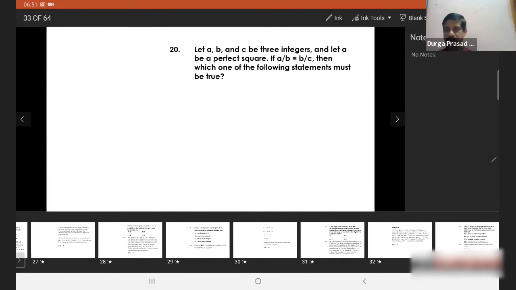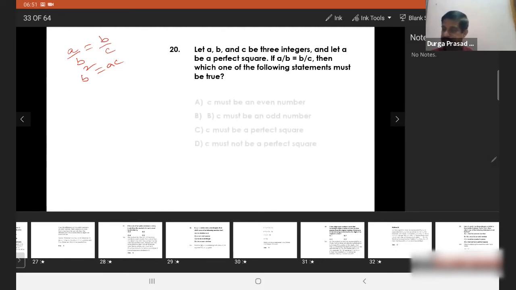Now look at this. Let A, B and C be three integers, and let A be a perfect square if A by B equals B by C. So A by B equal to B by C means B square equals AC, correct or not? Then which one of the following statements must be true?